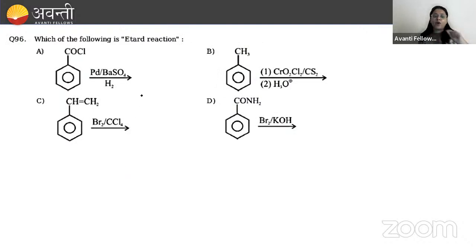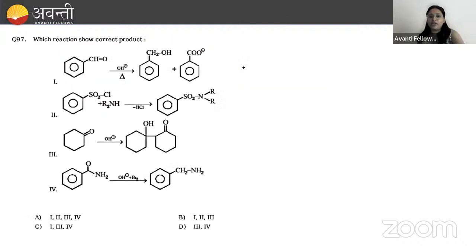Okay, next problem, which is the Etard reaction? So this is very easy. We have learned the Etard reaction so many times. Which is the Etard reaction? A, B, C, D? Yeah, Sanjay, very good. B is the correct answer. That is the Etard reaction.